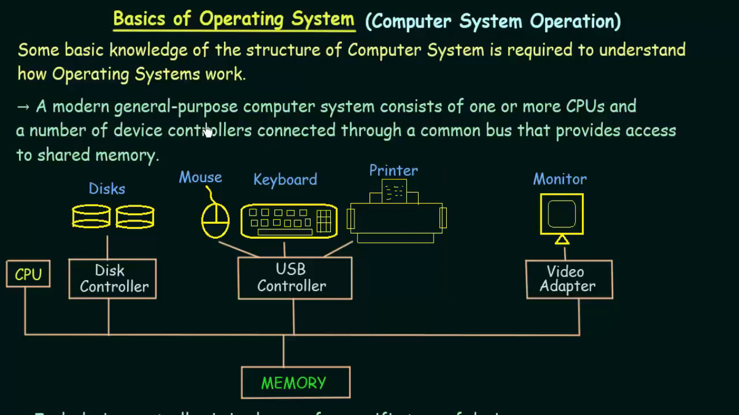A modern general purpose computer system consists of one or more CPUs. Now what do we mean by this? A modern general purpose computer consists of one or more central processing units. Now what is a CPU? CPU is the main part, or we can call it the brain of the computer system. It is the processing unit, that is where all the computations, processing and calculations take place in a computer.